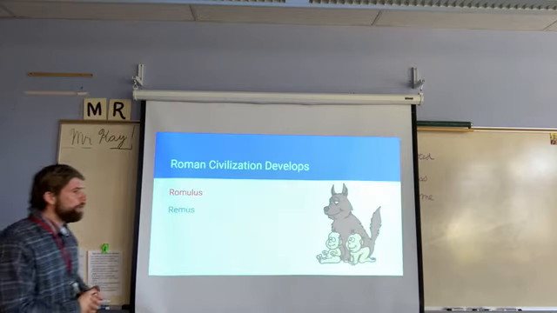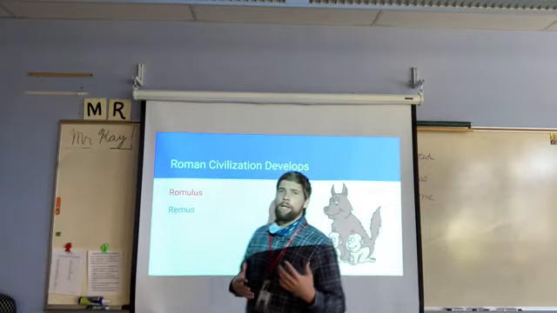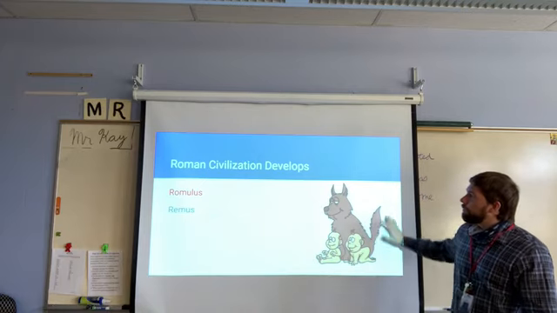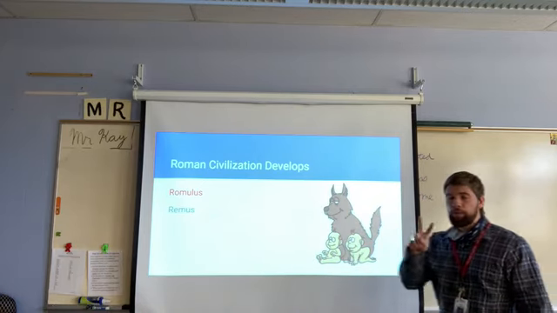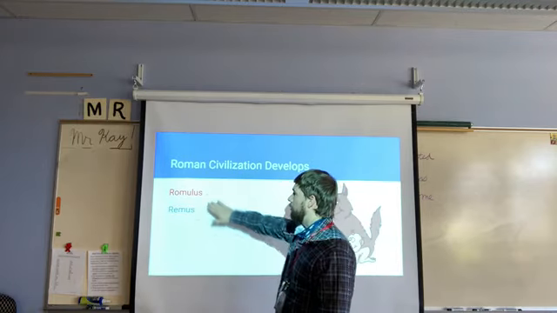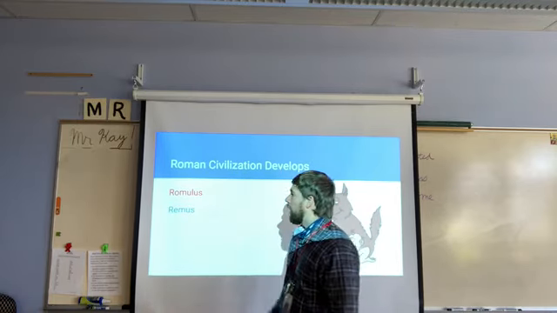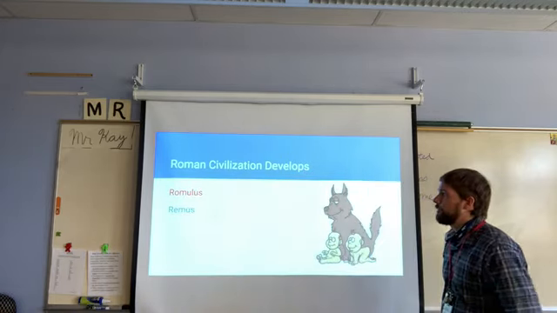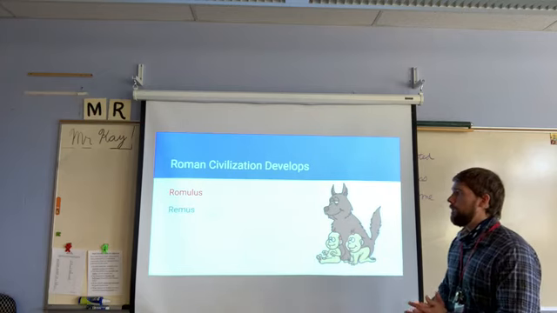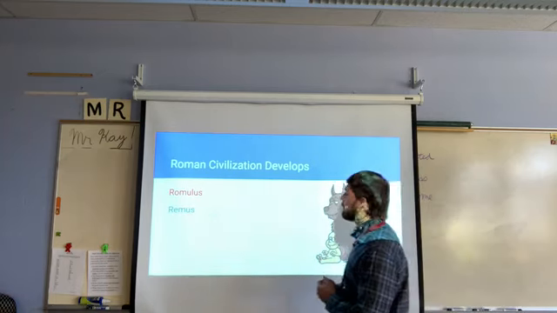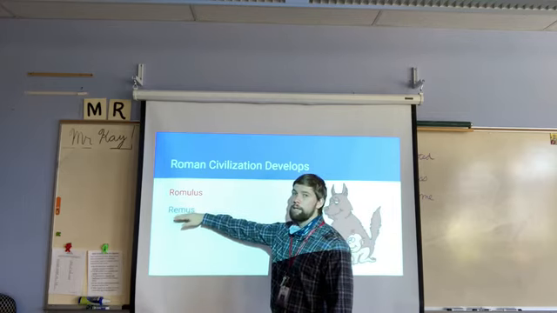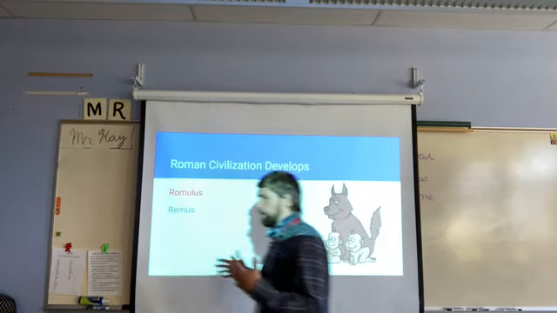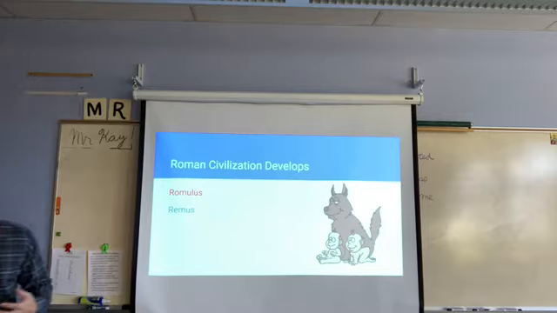Okay, so now that we know about our geography and our topography, I want to tell you a legend or a myth. Our myth and our legend begins with two boys. These two boys are called Romulus and Remus. I want you to write these two boys in your copybook, okay? Romulus and Remus. Romulus is spelled R-O-M-U-L-U-S, and Remus is spelled R-E-M-U-S, okay?